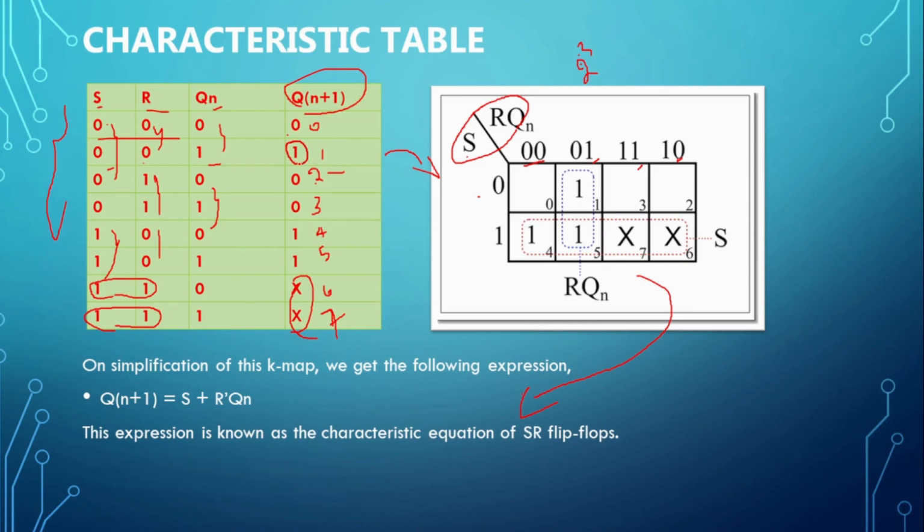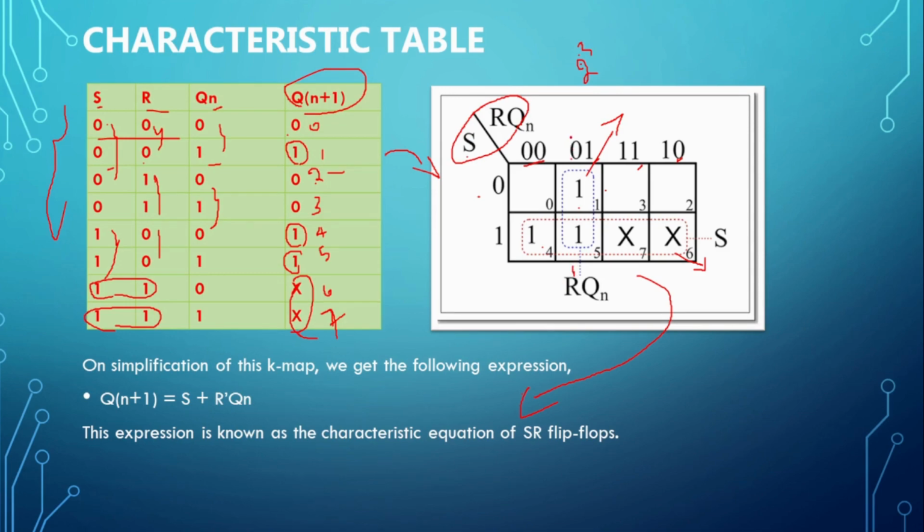The 1s are in the first K-map cell, and in the fourth and fifth cells, and don't care conditions in the sixth and seventh. So fill the 1 in the first cell, and in the fourth and fifth. Afterwards, fill the don't care condition in the sixth and seventh. In this K-map, we can form two groups. One is a horizontal group, that is S, and another one is a vertical group, that is R dash Qn.